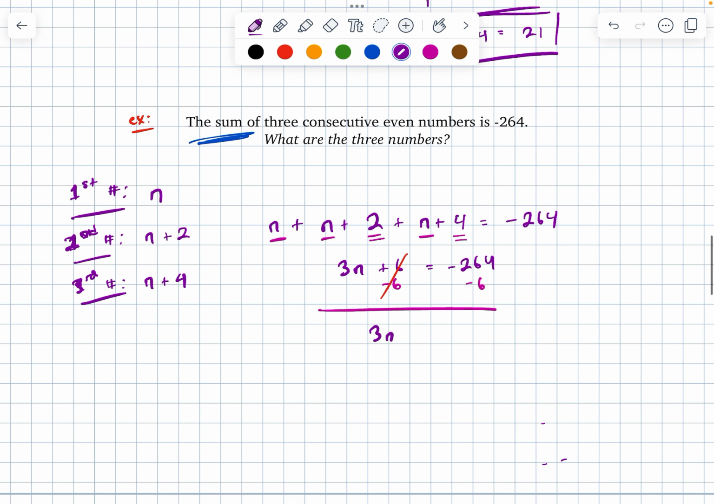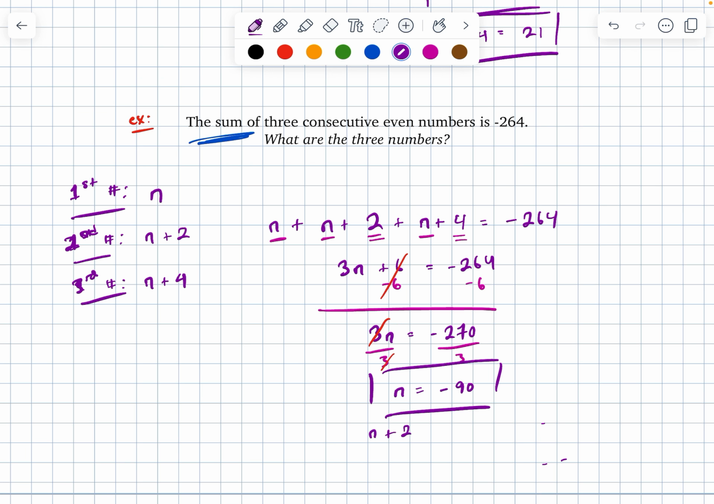Subtract 6 from both sides to undo our positive 6. 3n is going to equal negative 264 minus 6. Well, 264 plus 6 is 270, so it's negative 270. Divide both sides by 3 to isolate our n. 3 goes into 27 9 times, so 3 goes into 270 90 times. So n equals negative 90 should be our first number.